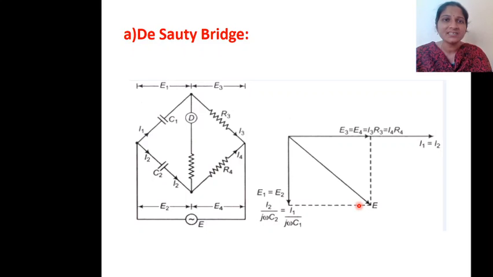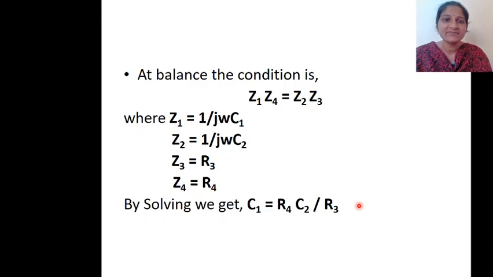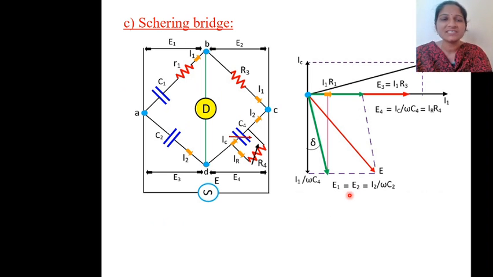And next, coming to the second one, that is the Schering bridge. So this is the Schering bridge. In this Schering bridge, here also you will be having four arms. In the first arm you will be placing the unknown capacitance and the resistance of the unknown capacitor. So C1 is the unknown capacitance, R1 is the unknown resistance. And in the second branch C2 is the standard known capacitance. R3 is a known resistor. C4 is a variable capacitor.